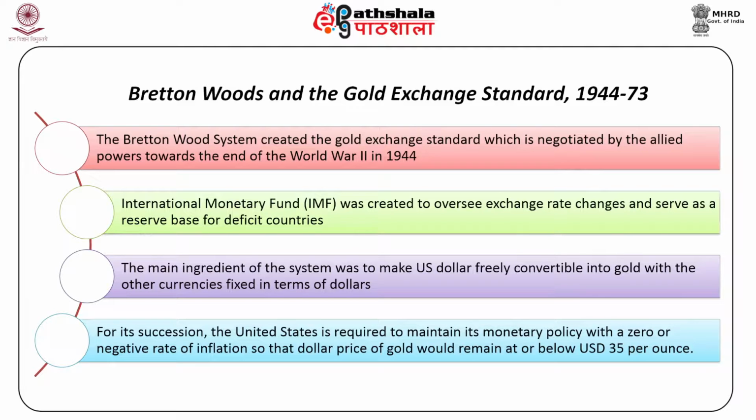The main ingredient of the system was to make the US dollar freely convertible into gold, with the other currencies fixed in terms of dollars. However, for its success, the United States is required to maintain its monetary policy with a zero or negative rate of inflation so that the dollar price of gold would remain at or below USD 35 per ounce. But the Bretton Woods system collapsed as the US monetary authorities failed to perform this duty.